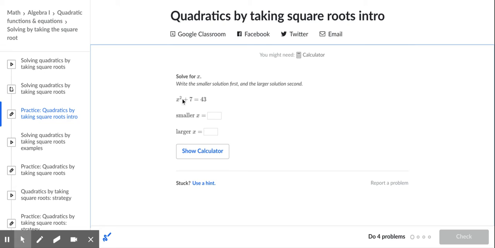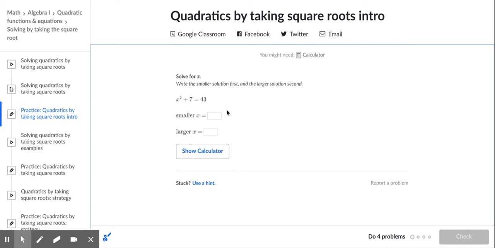Somehow the variable is going to end up being squared. Whenever you have a quadratic, you're going to have two answers. That's why there are two blanks here. And for Khan Academy to understand that you put in the right answer, you have to put the right answer in the right box, which is why it has a smaller and a larger. So you're going to find two answers.